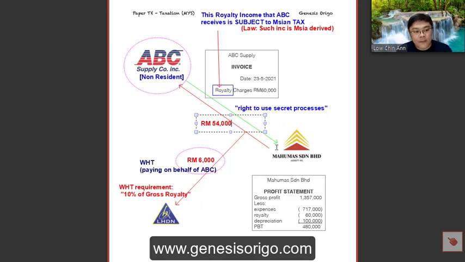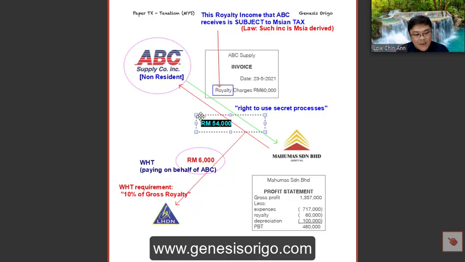54,000. Now, later we have to talk about what if ABC says, no way, you've got to give me the full amount of 60,000, even if there are taxes, that's your problem. We're going to deal with that later on. We call that when the non-resident does not bear the withholding tax, how would that affect the calculation of the withholding tax? We're going to see that later, okay? But let's just assume that ABC is very happy with 54,000, fine, we pay the tax. So you just take 6,000 and give it to the government.